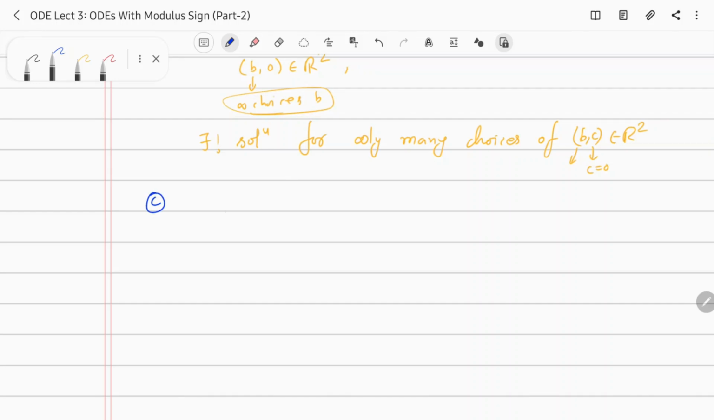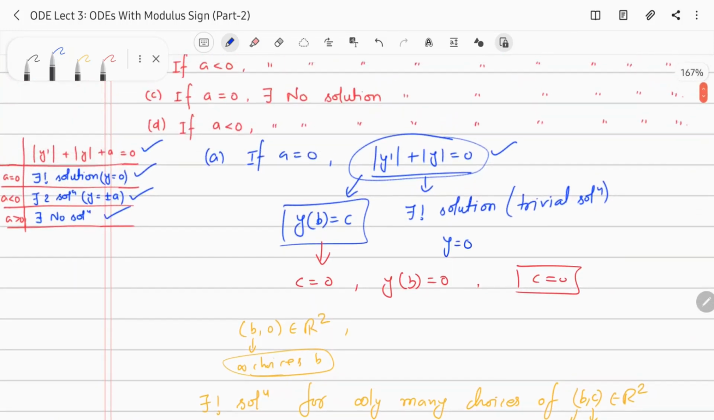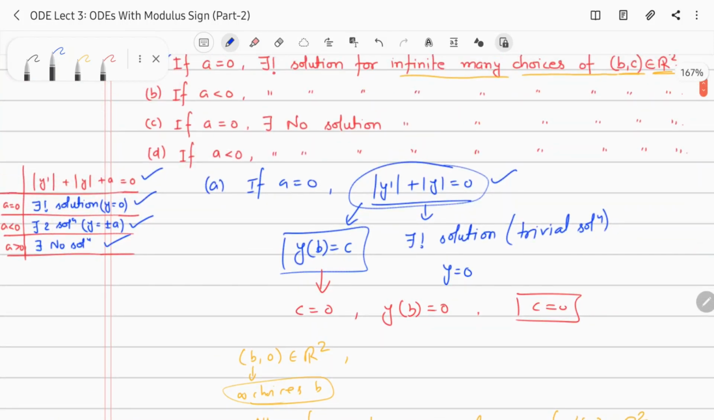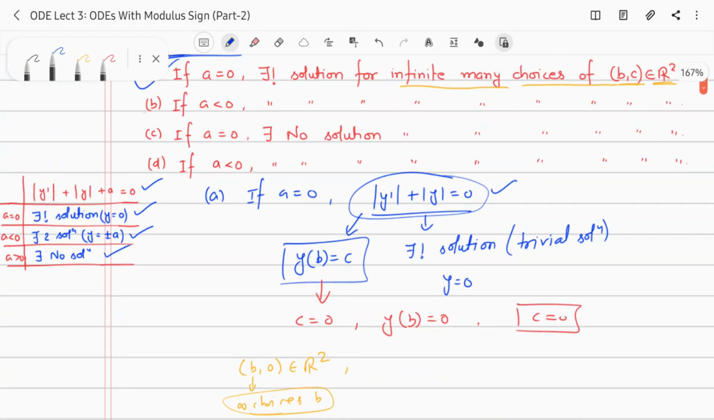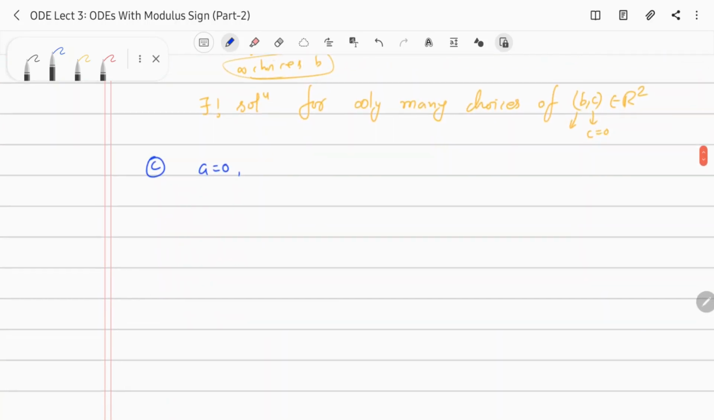Okay, so what does option C say? That if A equal to 0, then there exists no solution. I'm saying option C is also correct. Why? Let us see why option C is also correct. I'm just making a graph for interpretation. So let us make a graph, right?